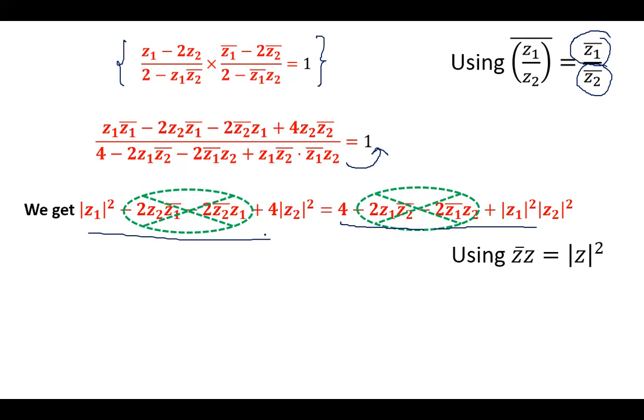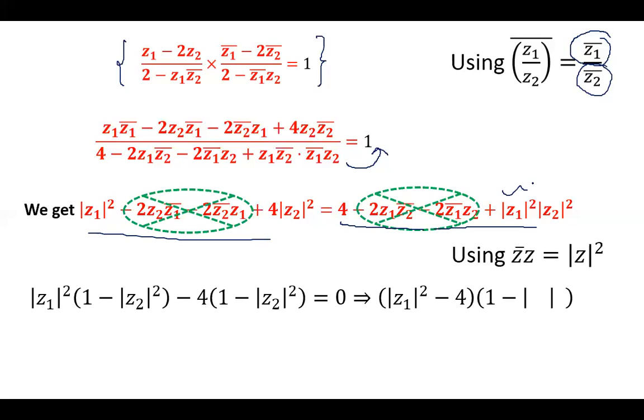Then after cancelling the terms, what we get here is mod Z1 square, and on the right hand side you have mod Z1 square mod Z2 square. So bring it to the left. Take mod Z1 square common, you will get 1 minus mod Z2 square. Similarly, you have 4 mod Z2 square and 4 from the right hand side. Transfer both the 4s to one side, then take minus 4 common, and we have 1 minus mod Z2 square equals 0. Next step, mod Z1 square minus 4 times 1 minus mod Z2 square. These are your factors.